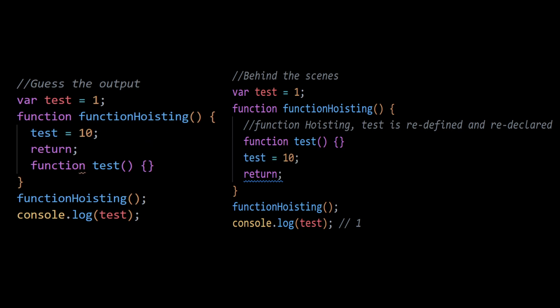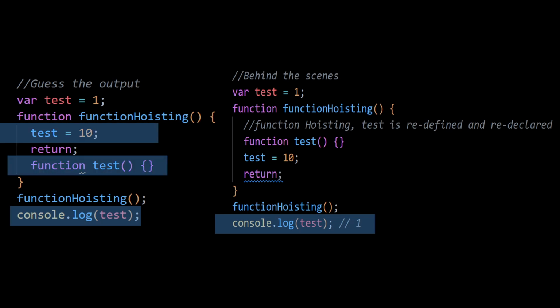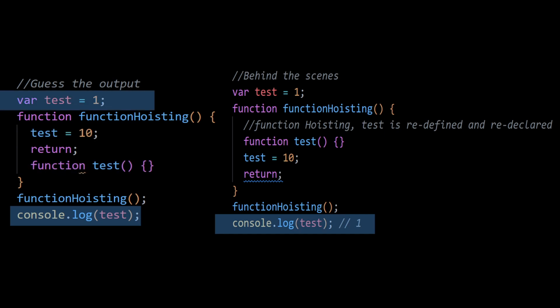So now lastly, when test is console logged outside, it will log 1, because function names and variable names can coexist in different scopes without conflict. The test variable within the hoisting function won't be accessible outside its scope, and so the test variable outside points to the value 1 which was assigned to it in the beginning.